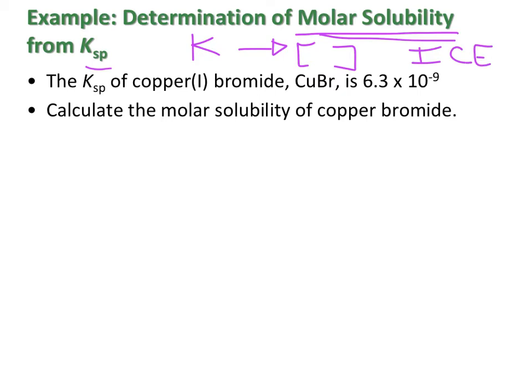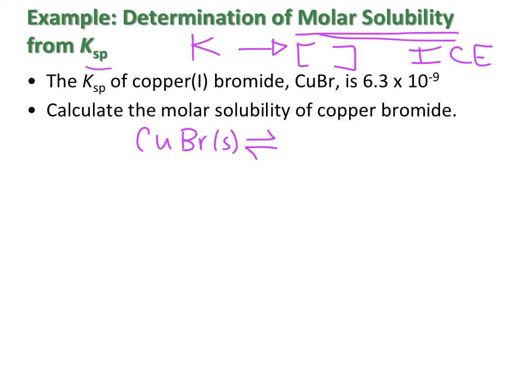So here we have copper bromide, and its Ksp is 6.3 times 10 to the negative 9th. So we are going to first set up our equation. That should always be your main goal. Whenever you don't see it on the problem, most likely for the exam, I'll just give it to you. But if you don't see it, that means you got to do it.